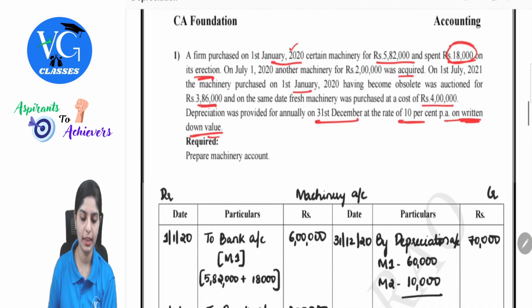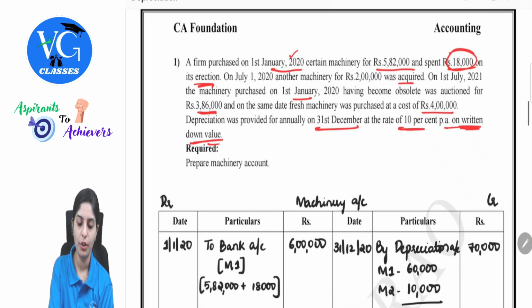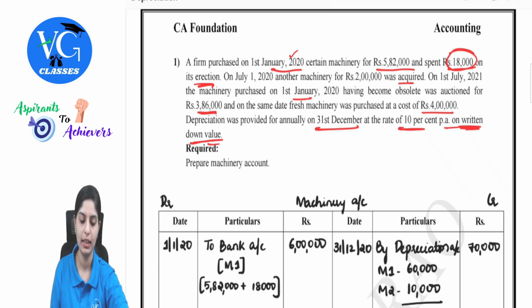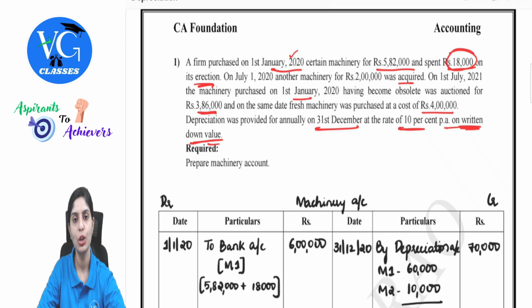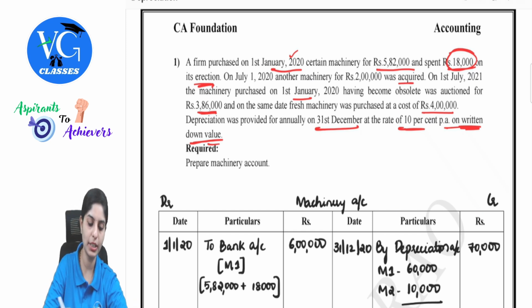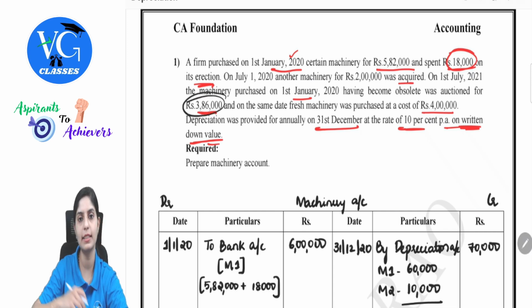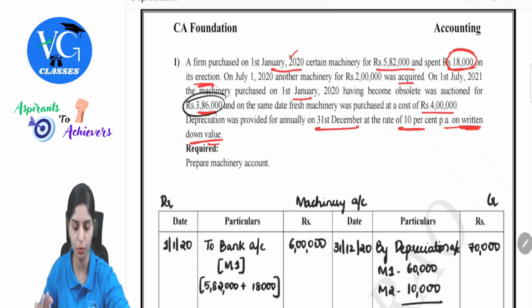What is happening in the second year? On 1st July 21, the machinery purchased on 1st Jan 20. Now 1st Jan 20 means M1. Having become obsolete was auctioned for 3,86,000. So first let's treat this. See, whenever there is a sale happening, obsolete is nothing but you're not able to use the asset for further process. So you're just taking it out of the business. So due to this, it has been auctioned and it is able to fetch you 3,86,000. This is nothing but your sale amount.